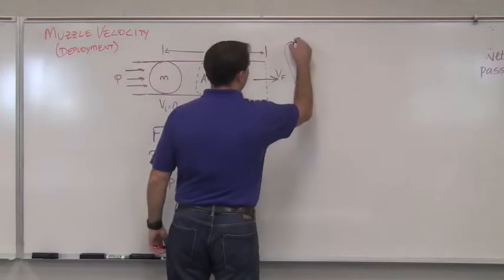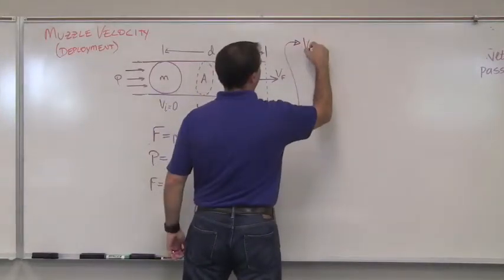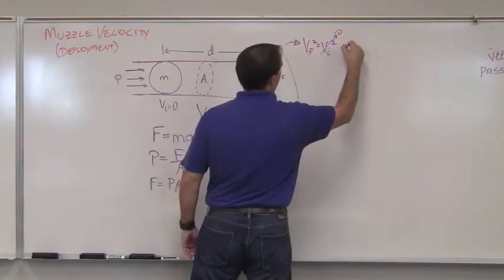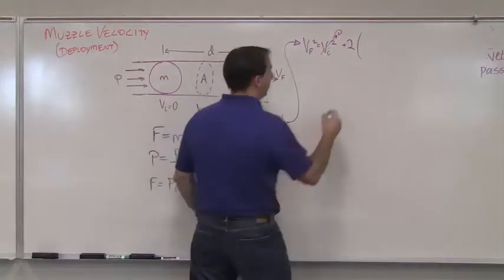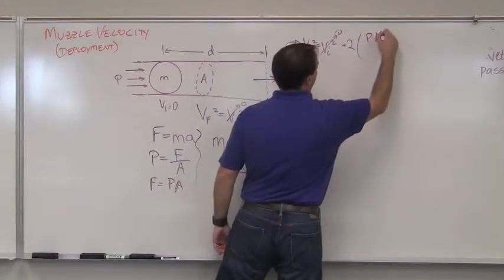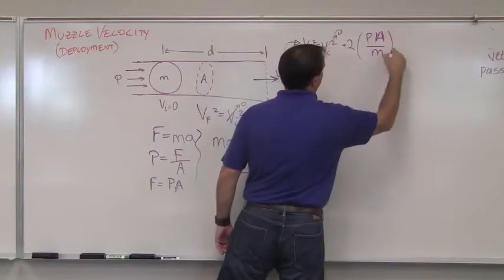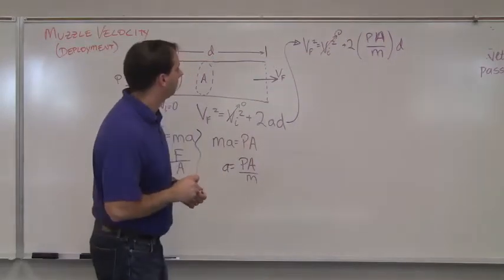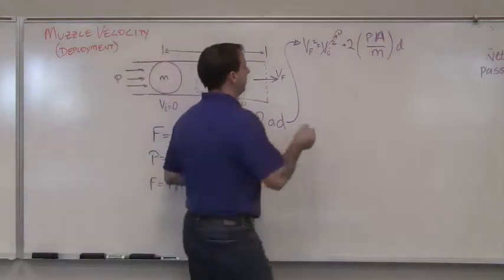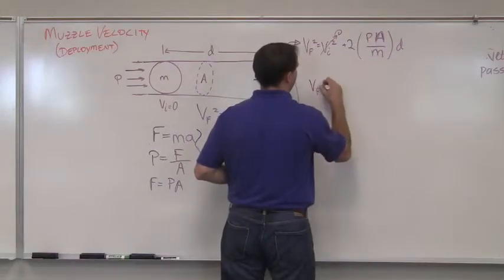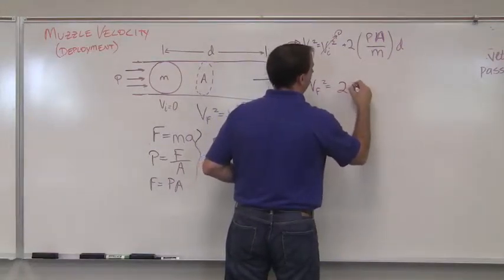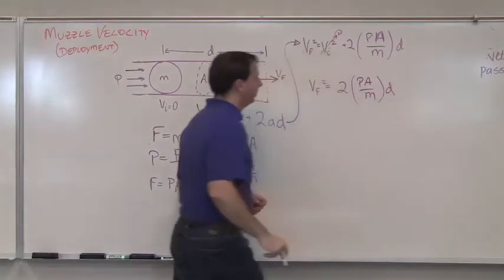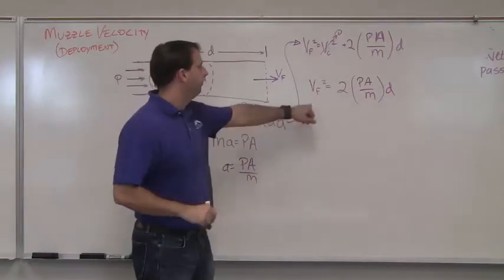So let's rewrite this equation. Let's put it over here. Okay, so V final squared equals V initial squared, which we said is 0, plus 2 times A, which is PA over M, times D, the distance that it can travel. Okay? So let's make this a little simpler looking: V final squared equals 2PA over M times D, okay? So that's to solve for final velocity.